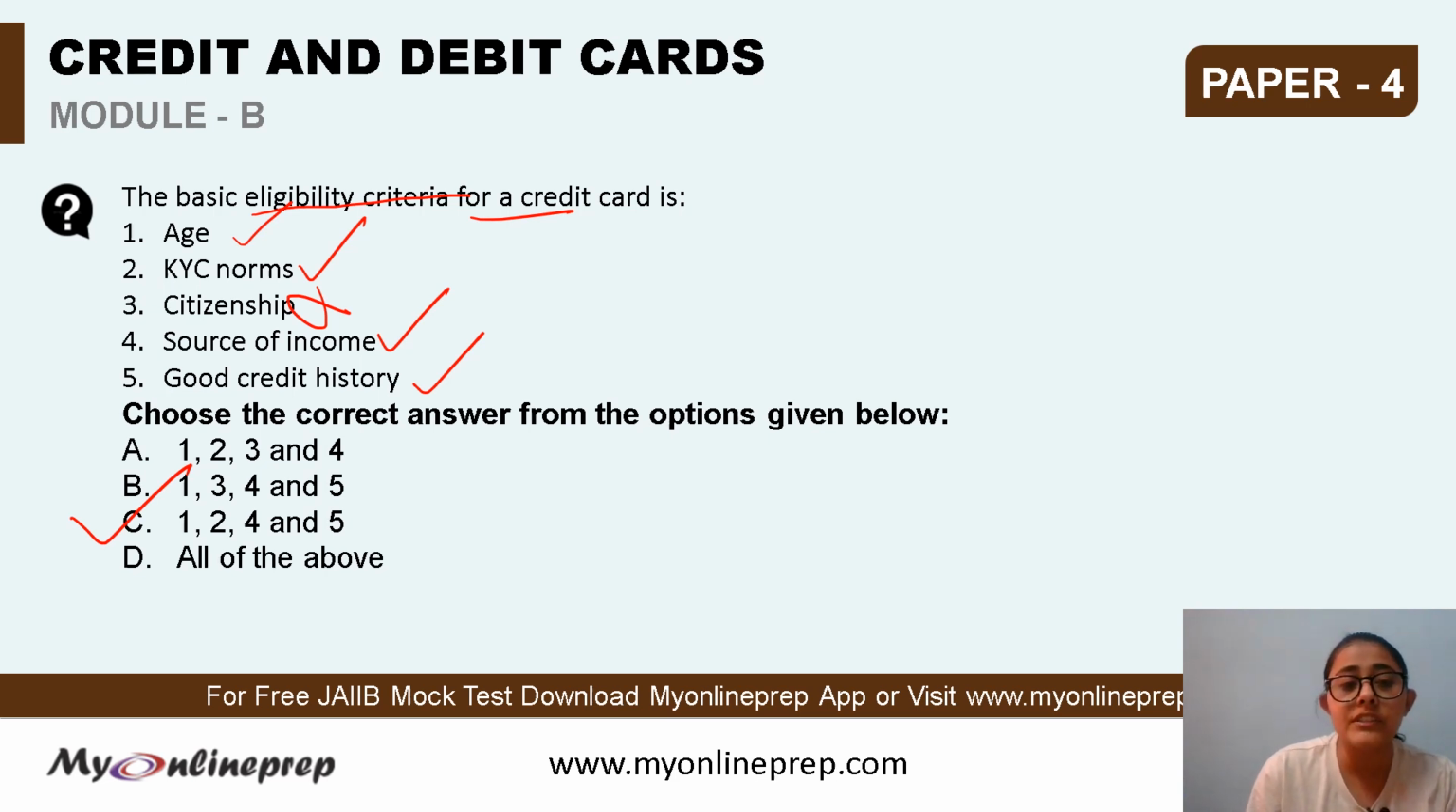Another thing is you can use the elimination method. Out of these five statements, if citizenship does not seem right, then any option that includes 3 will be wrong. Option A has 3, so this will be wrong. Option B also has 3, so this will be wrong. And option D is all of the above, so this will be wrong. Only option C is there where 3 is not given. So option C is the correct answer. You can even use the elimination method in this manner. Right, so the correct answer for this question is option C. Okay, moving on.